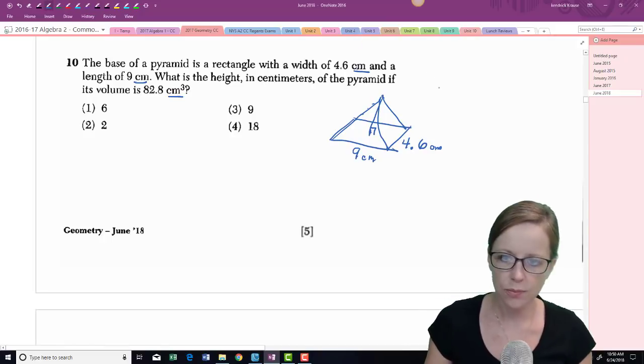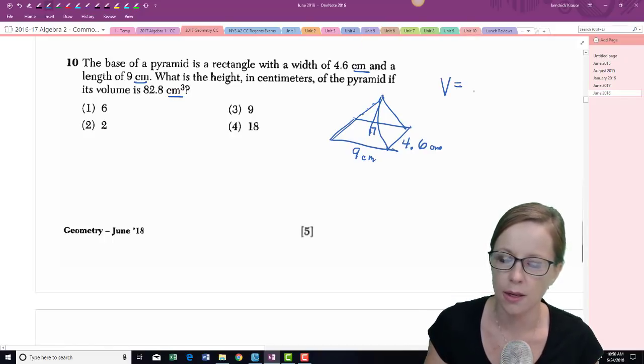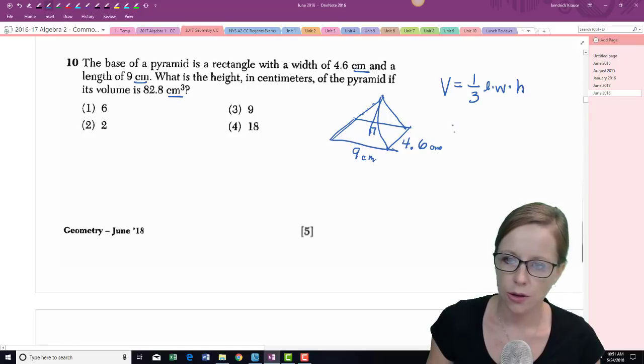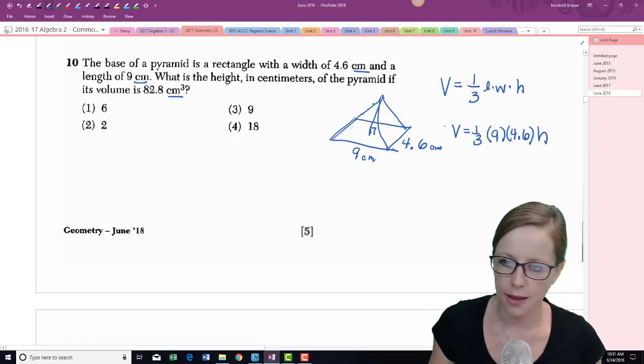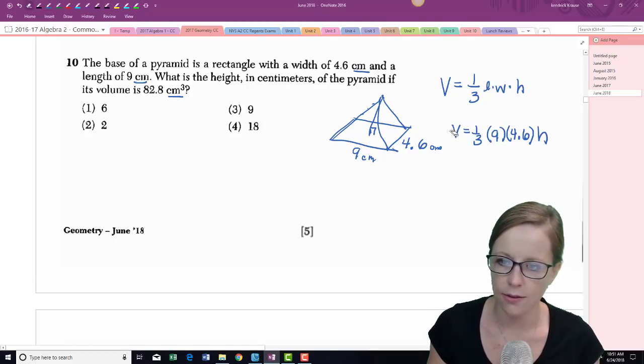The height always makes a right angle. So the volume of this pyramid would be 1/3 times the area of the base, which is just length times width, times the height. So the volume equals 1/3. We have a length of 9, a width of 4.6, and it says what is the height? And on this side, I should have the actual volume, which is 82.8.